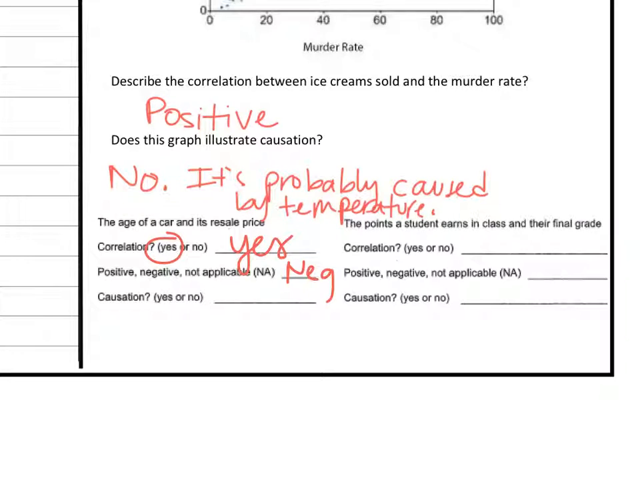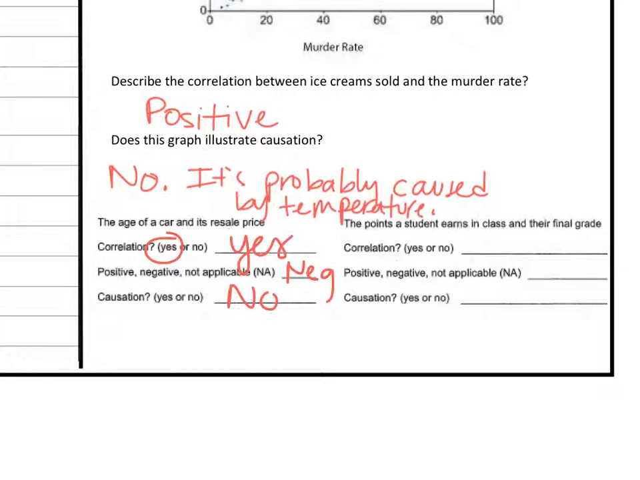But let's think about whether the age of a car directly and always causes the resale price to go down. Can someone raise your hand and tell me a situation when that is not the case? What about a car that's historic, from the 1900s? Right. Or what if you total your 2018 car? Will it have a pretty good resale price? No. So this is not causation. Just because it has a relationship does not mean that one causes the other.